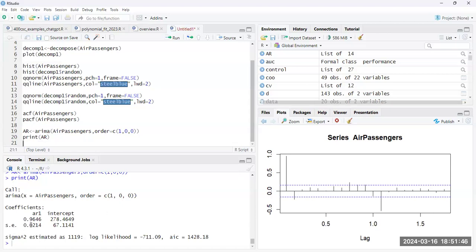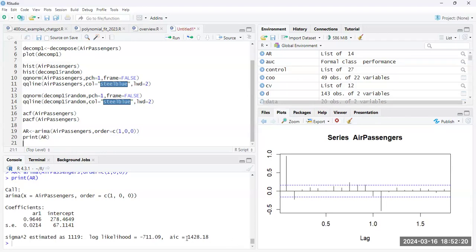And if we look at our coefficients, we have an intercept of 278, and then the autoregression component is basically saying: take the previous value in your time series, multiply that value by 0.96, and add that to the intercept, and that will tell you your most likely prediction for the next value in the time series. Now, it also gives us standard errors on both of these values.